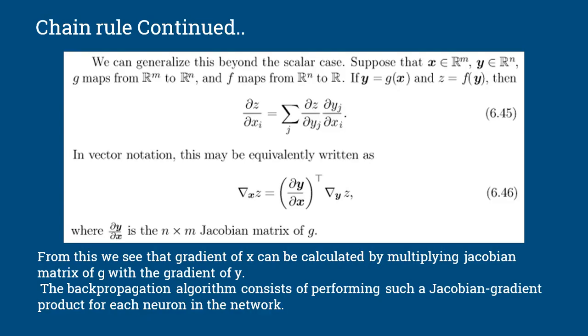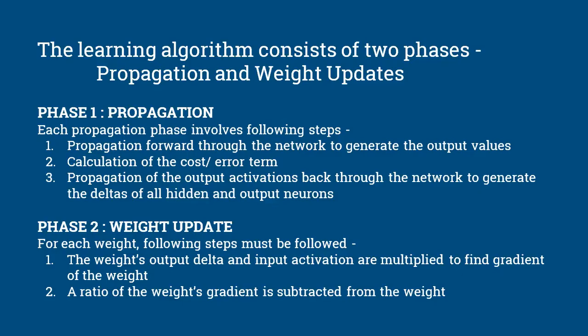The next equation is just the vector notation of the above equation, which says the gradient with respect to x is equal to the Jacobian matrix of g, that is ∂y/∂x, multiplied with the gradient with respect to y. So the backpropagation algorithm consists of performing such Jacobian gradient products for each of the neurons in the network. Now we see the learning algorithm has two phases, propagation and weight updates.